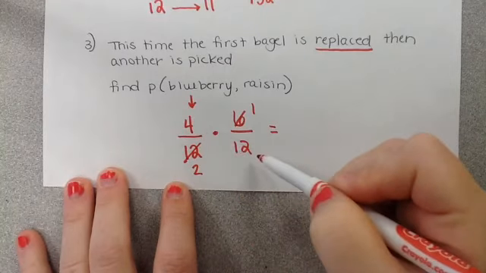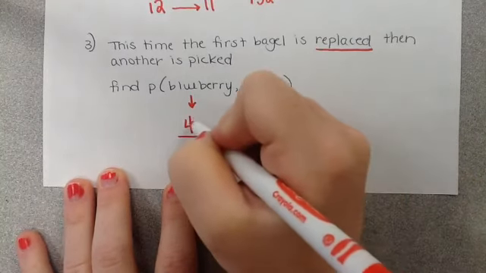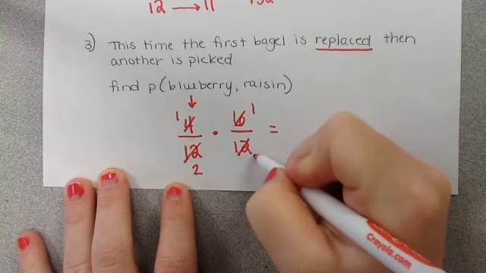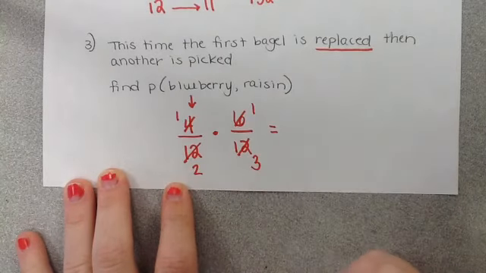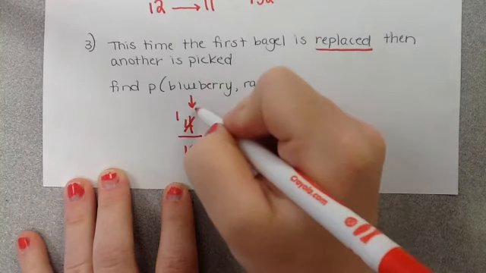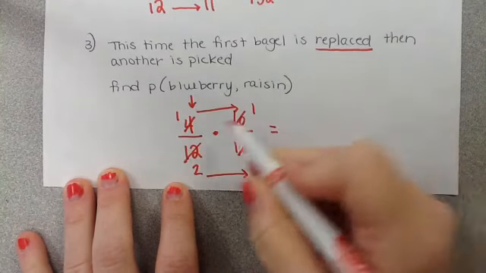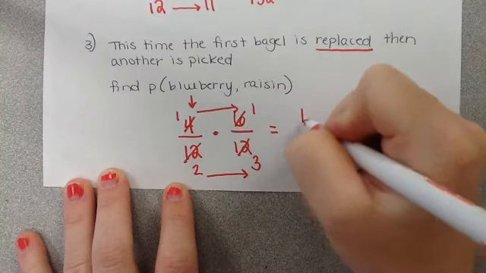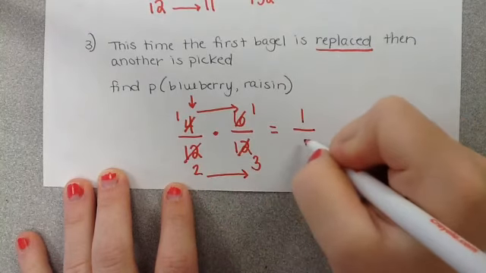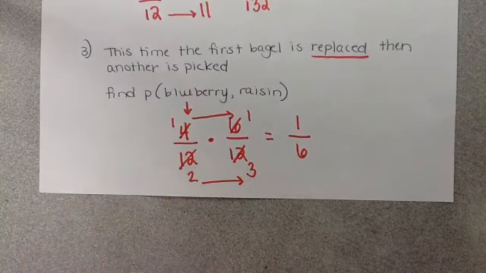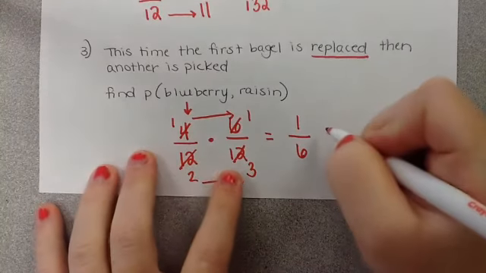4 and 12, what can we divide by? Divide by 4 is 1. Divide by 4 is 3. And how will we finish this? Straight across the top, straight across the bottom. 1 times 1, 2 times 3. You have a 1 out of 6 chance of picking a blueberry, putting it back, and then picking a raisin. Find that as a percent.